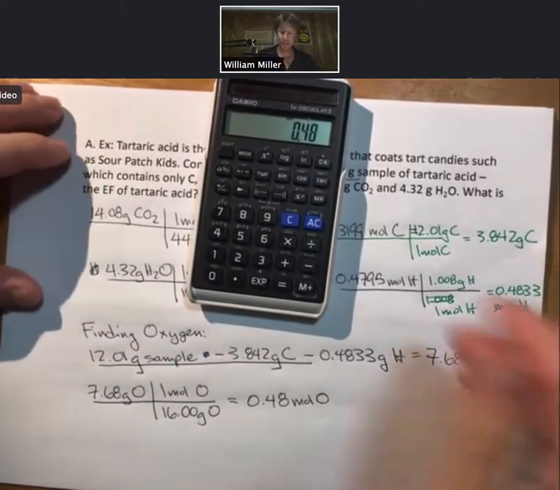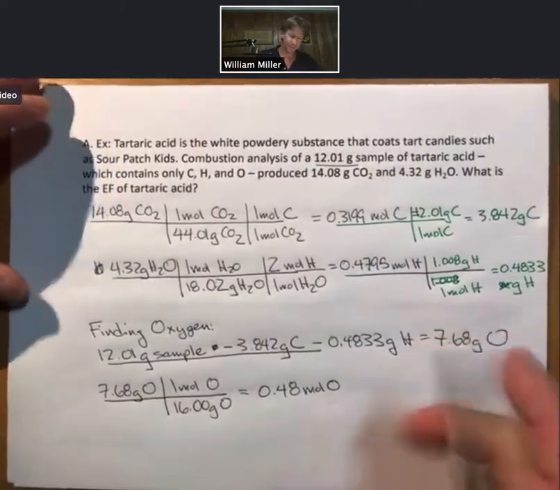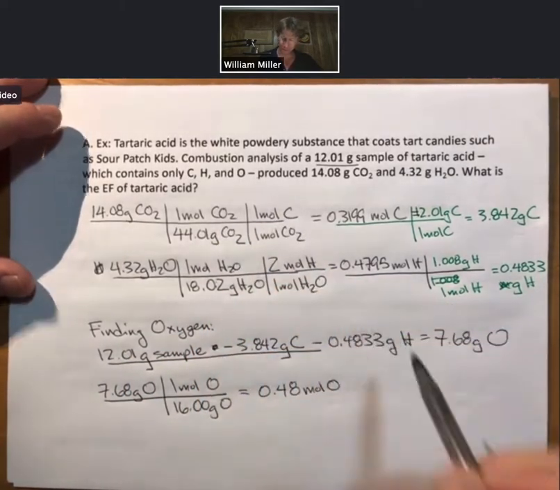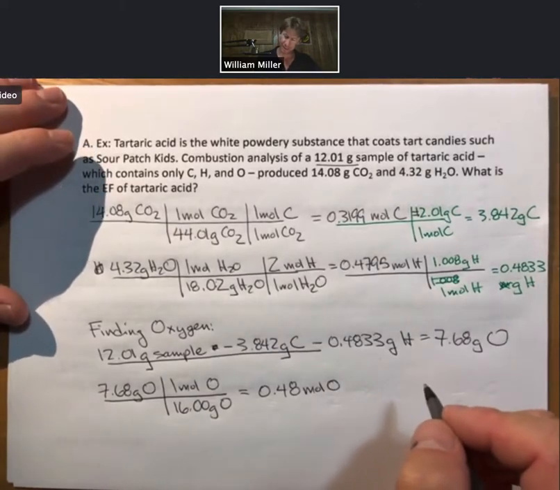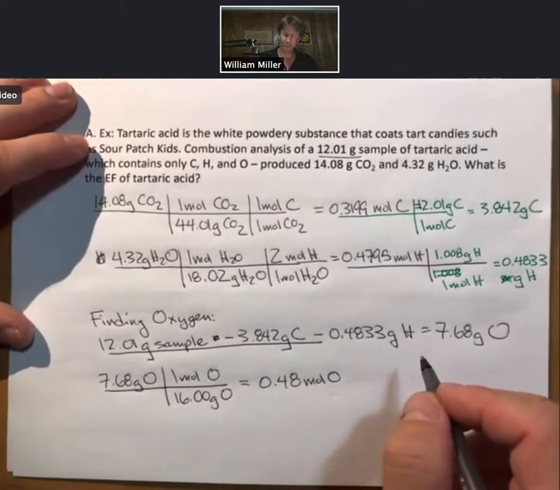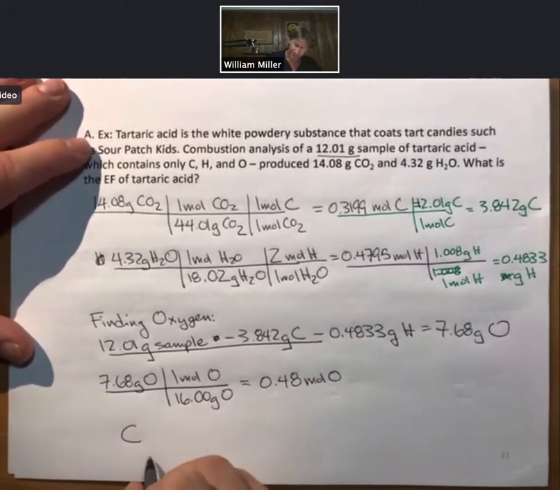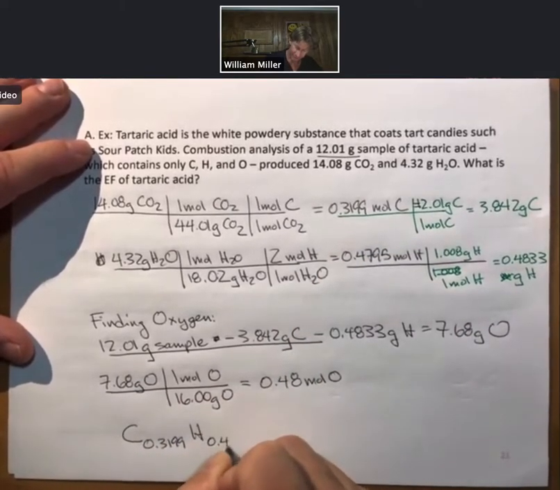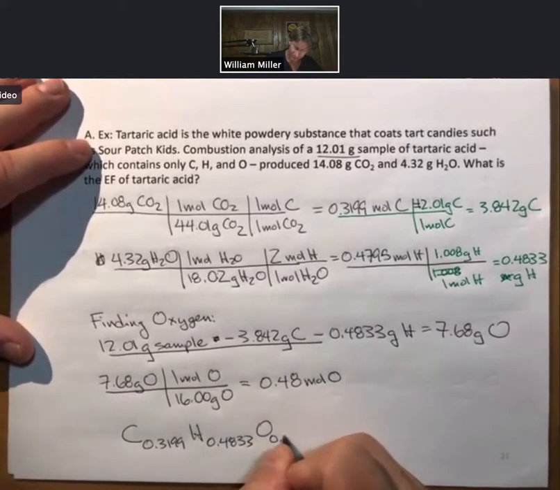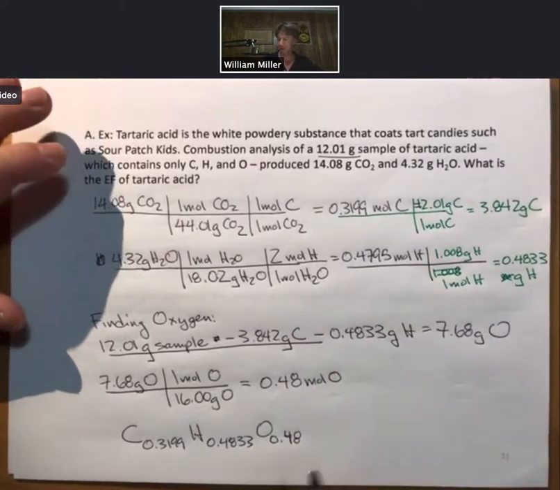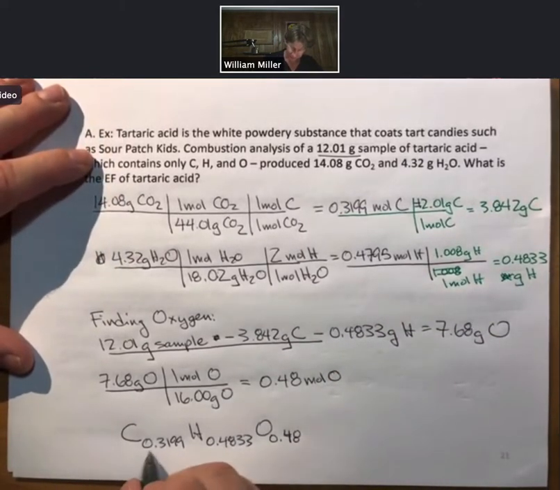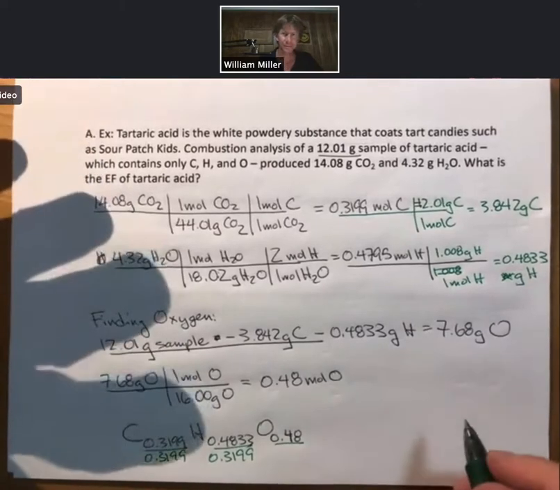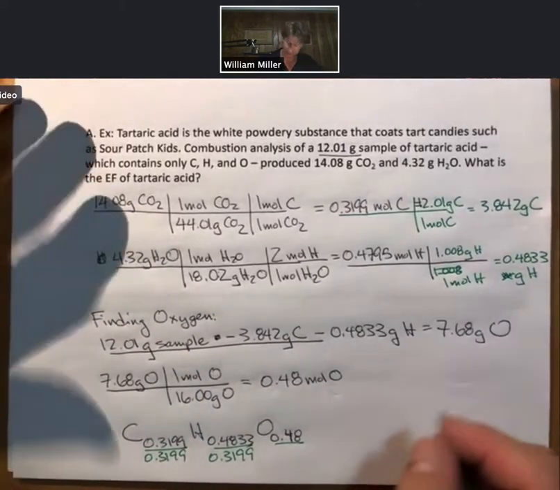All right, so this is a typical workup for a combustion analysis problem. We take our grams of things and turn them into moles, then take our moles of compounds and turn them into elements, and finally find oxygen. Let me gather up everything that I've got so far as finding my empirical formula. I'm going to write it as C 0.3199, H 0.4833, O 0.48, because I've got all my terms scattered over here. And what I like to do is take the smallest number, divide through. It's the same trick we've done before for other problems.